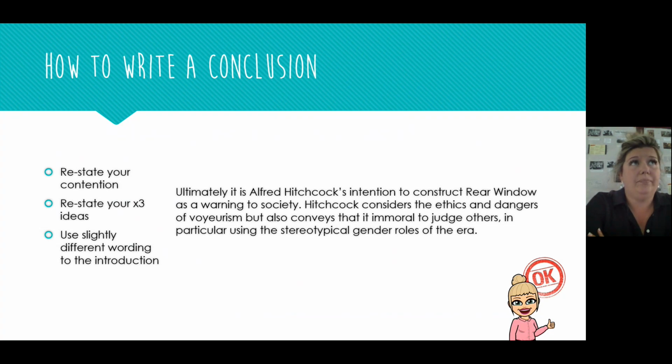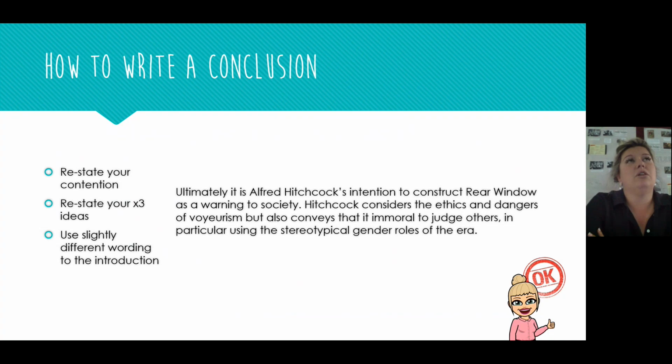For example, ultimately, it is Alfred Hitchcock's intention to construct Rear Window as a warning to society. Hitchcock considers the ethics and dangers of voyeurism, but also conveys that it is immoral to judge others, in particular using the stereotypical gender roles of the era. And that's it.